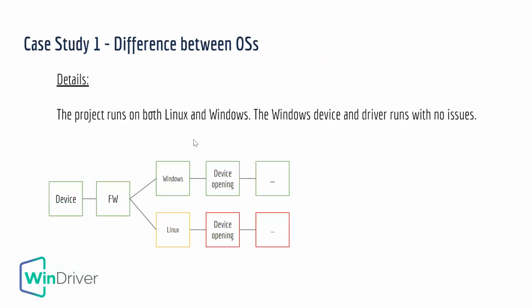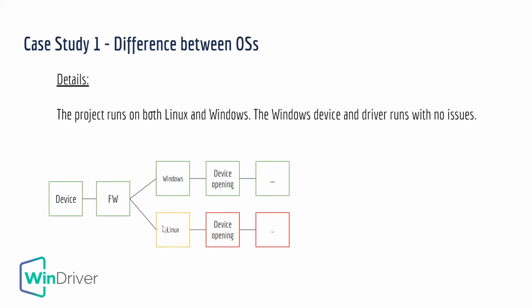So let's talk about diff and regress and everything we just talked about. How does it work? Or how do we translate it into steps, into actions? In this case study, we had a client whose driver ran on both Linux and Windows, and the Windows device and driver run with no issues. If we break down the development steps, we have the device, we have the firmware. On Windows, it works well, the operating system is good, the device opens, and it performs the operations he requests.